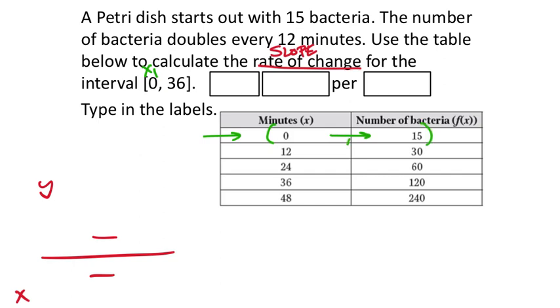So I can put this in the table. The x is 0, so I put it in the bottom. The y value is 15, y values go on top. So there's my ordered pair 0, 15. Then they also say the second x value from the interval is x2. That is not an ordered pair. So 36 is my second x value. I found it in the table right there. And its corresponding y value is 120.